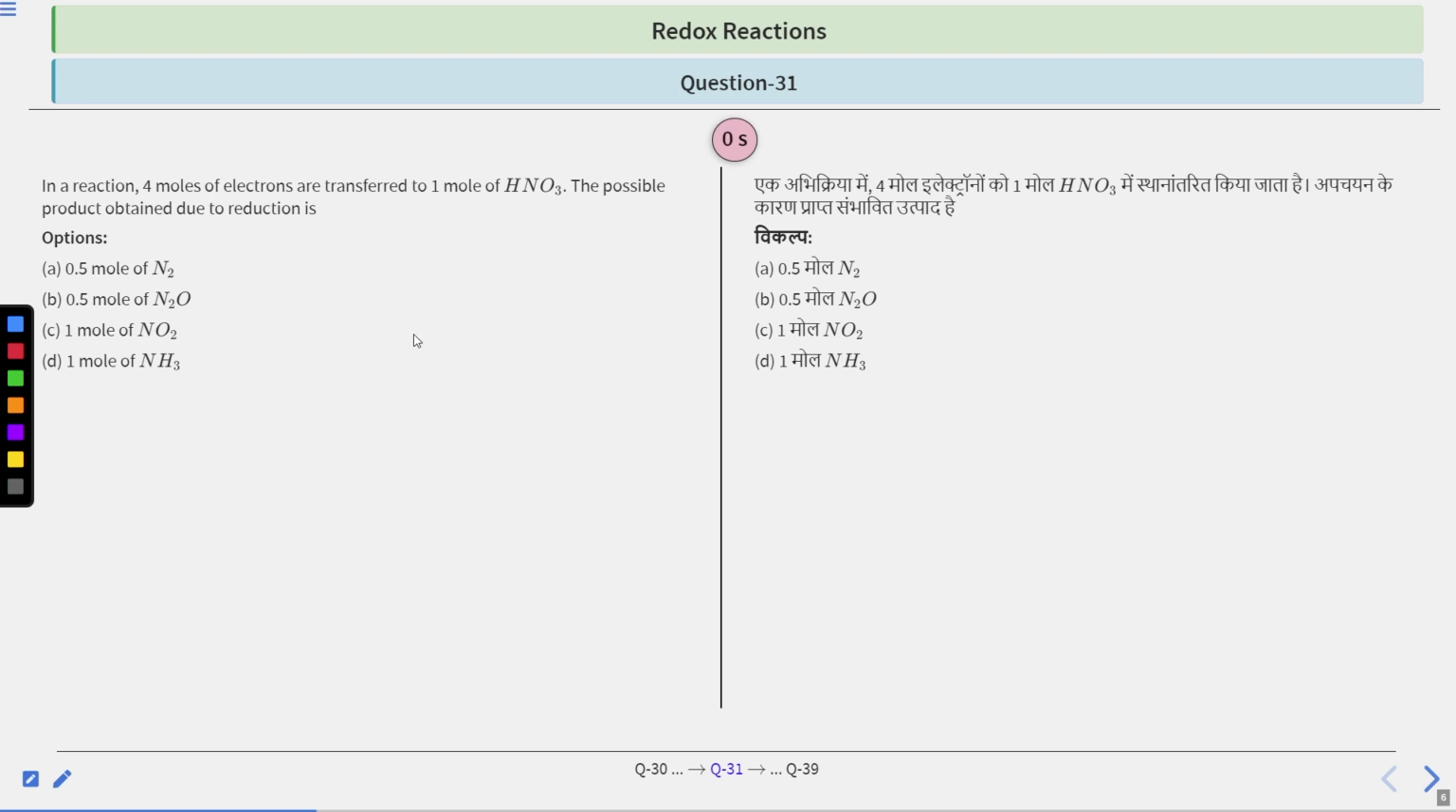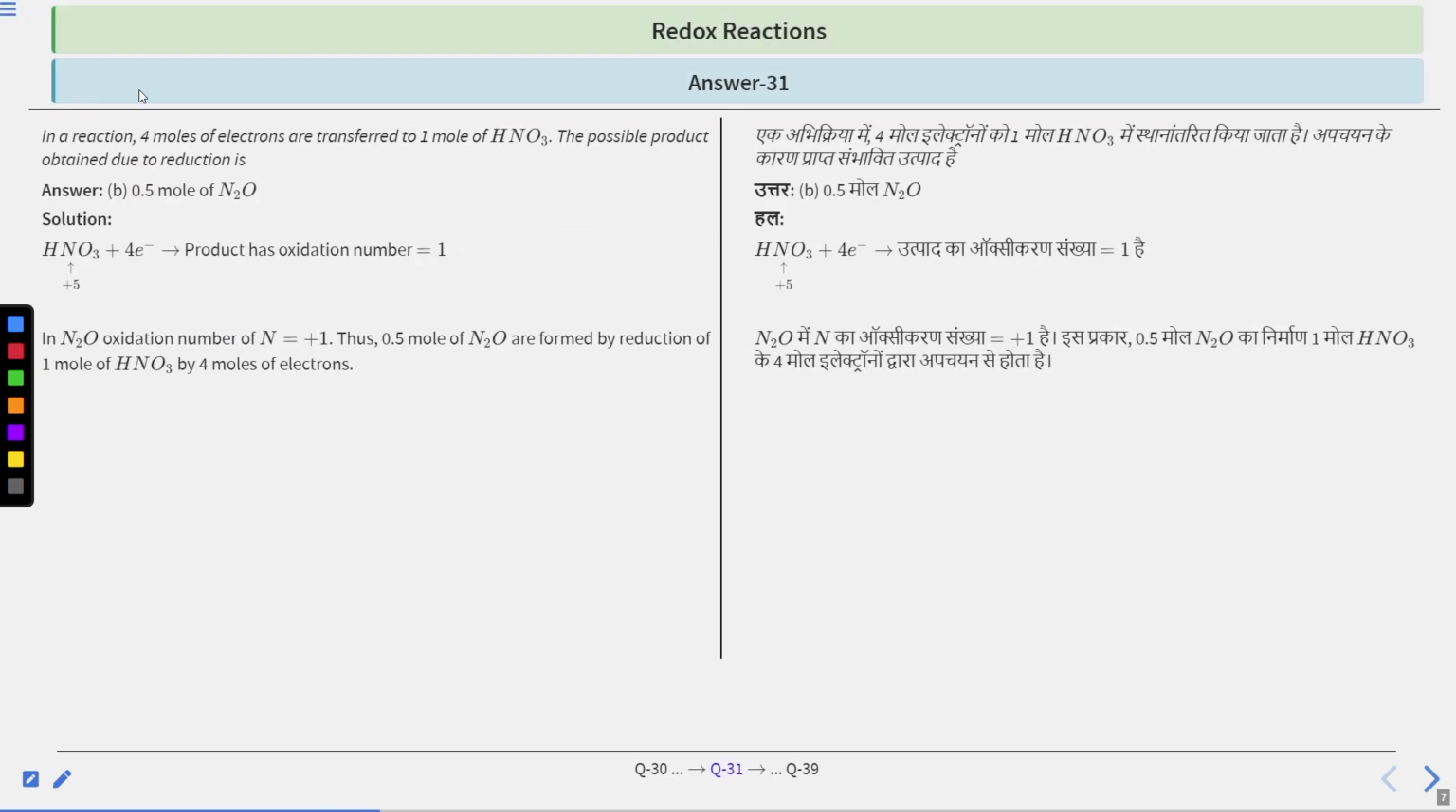Okay, so let's see what is the correct answer. The answer is 0.5 mole of N2O. So we have asked in the question that in a reaction, 4 moles of electrons are transferred to 1 mole of HNO3, and the possible product obtained due to the reduction is. Okay, so we have to tell the possible product which we will obtain after this reaction due to the reduction. So it is sure the reduction is happening.